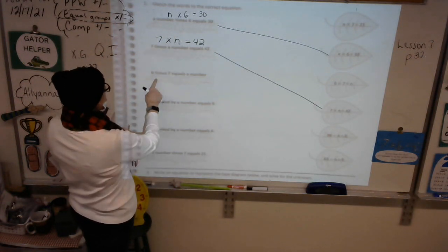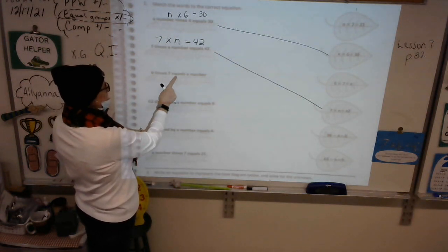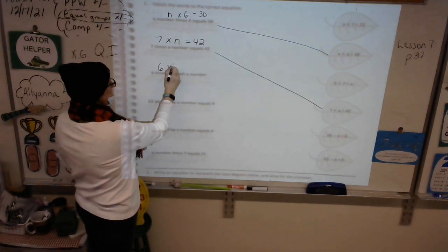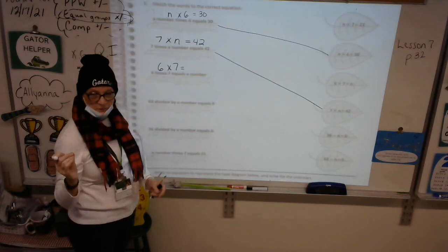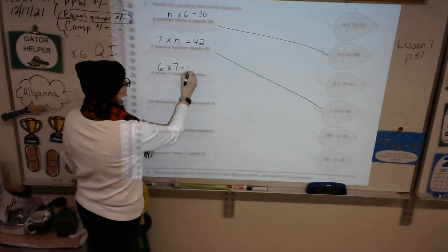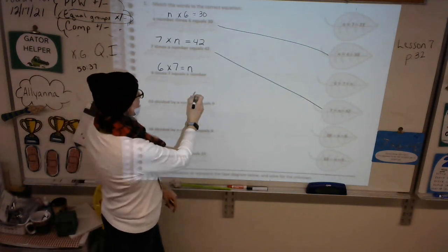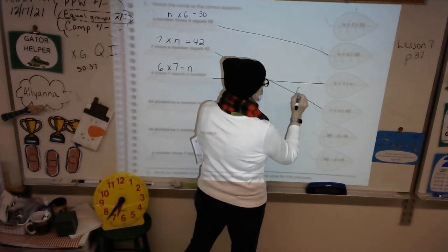So we are on the third question, and it says 6 times 7 equals a number. So I'm going to write that as 6 times 7 equals a number. And what are we using for our number? We're using the letter n. So which leaf has 6 times 7 equals n? Well, that was easy. It's right here.